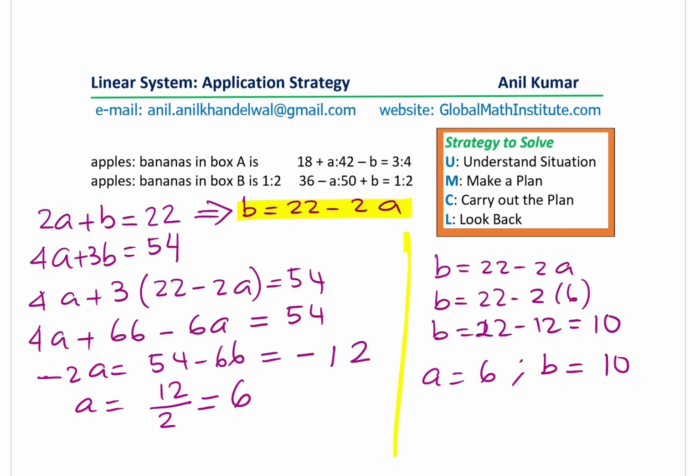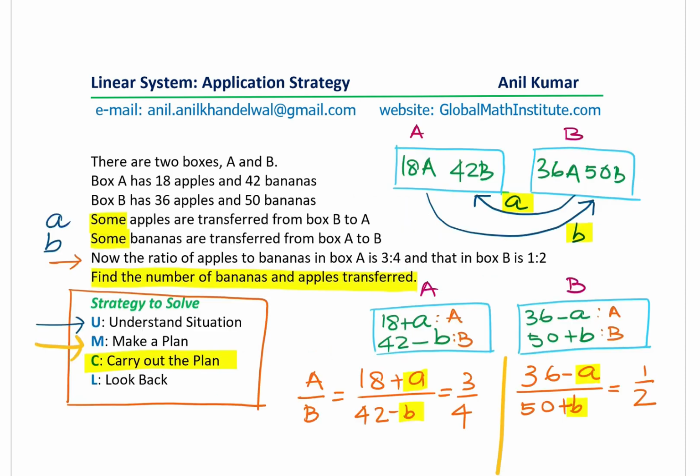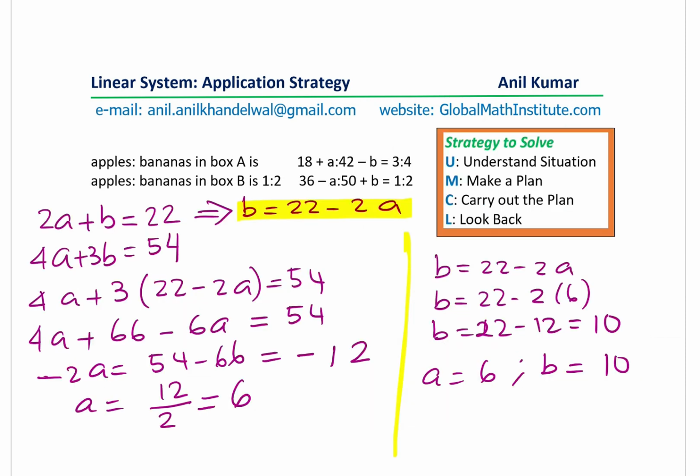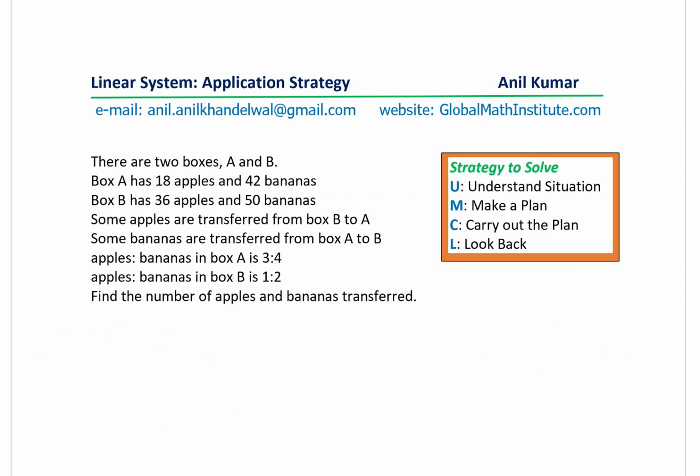So when you look back, what do you get? We need to find the number of bananas and apples transferred, correct? So let's see what we get. So we have apples at 6 and bananas as 10. So in that case, 6 and 10, let's check our result and see if it makes sense, right? So apples A, we get 6 and bananas B, we get 10. So those were the numbers which were transferred. So if I do that, let's check our result now.